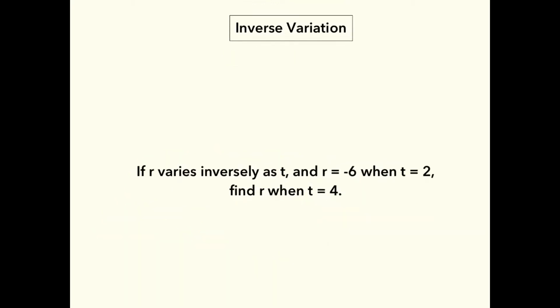Now inverse variation is when we have y equals k divided by x. So instead of k times x, we have k divided by x. K is still my constant of variation. And instead of both of the variables increasing, when y increases in value, my x is actually going to decrease. And when my y decreases, my x will increase.